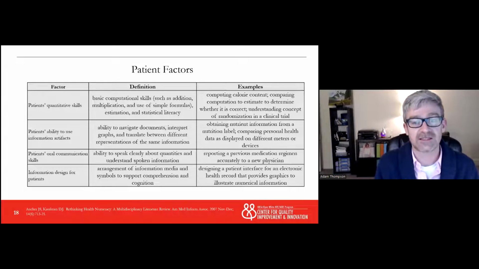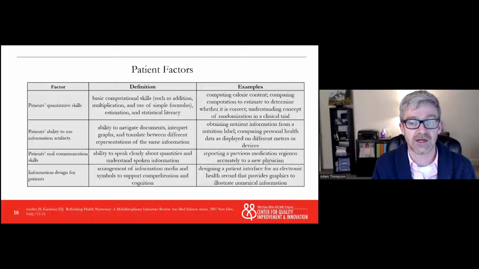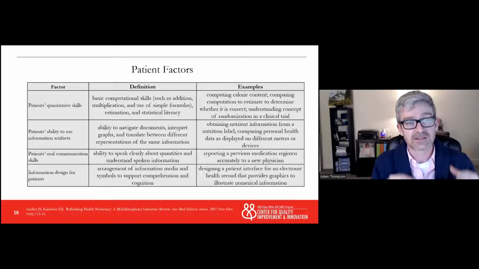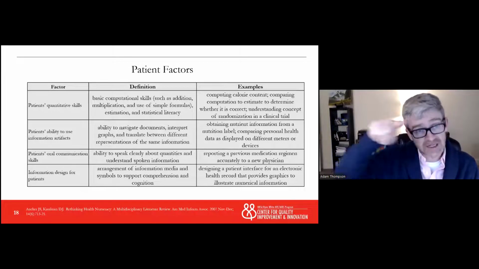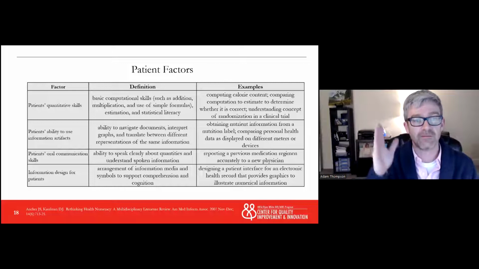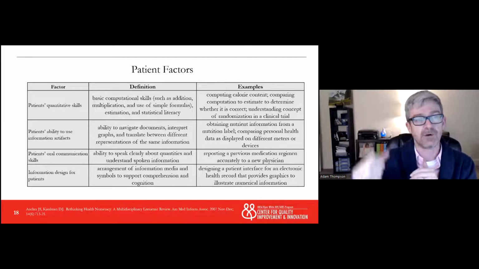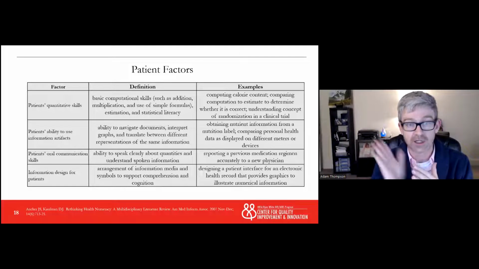So an example like this could be designing a patient interface for an electronic health record that provides graphics to illustrate numerical information. So unlike the chart of lab results that I showed a little earlier, this would be giving me a graph showing me over time, maybe having arrows going up or down, indicating whether that's a good or a bad trend that we're seeing.